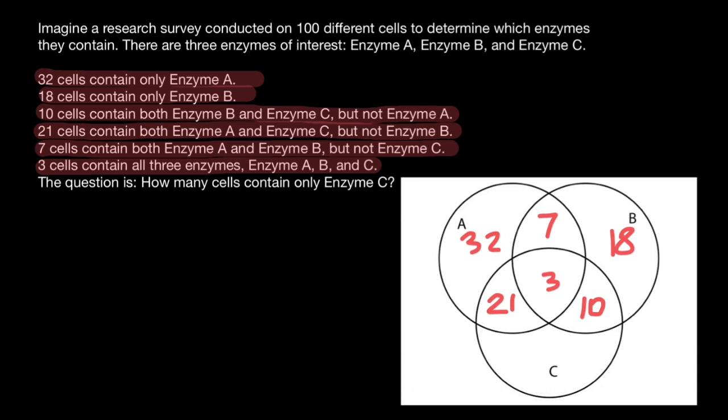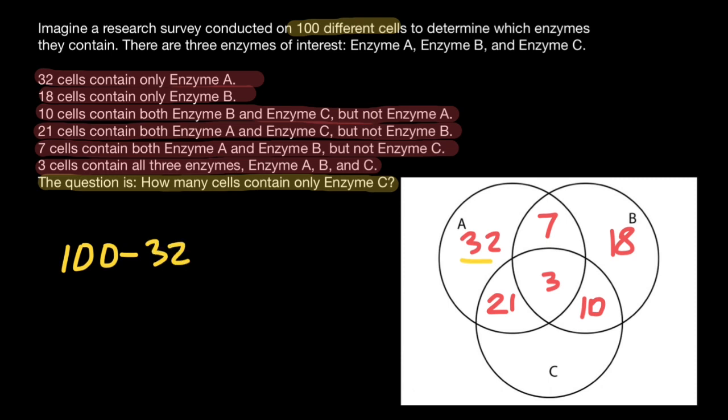And don't forget our question, which is how many cells contain only enzyme C. Take a look. We start with 100 different cells. So our last step would be 100 minus 32 minus 7 minus 18 minus 3 minus 21 and minus 10.